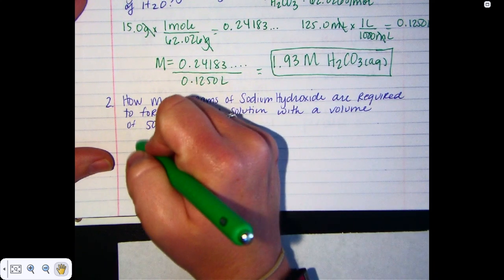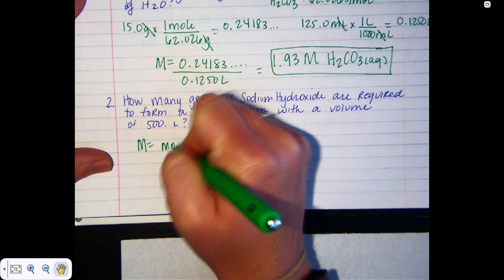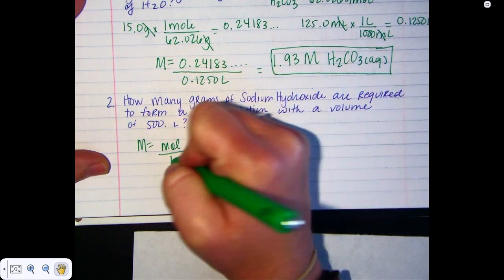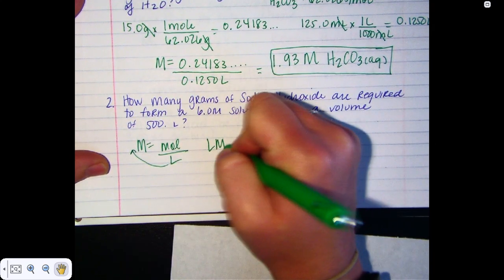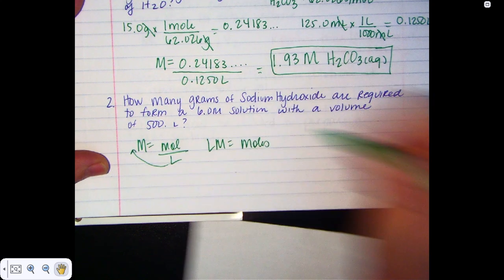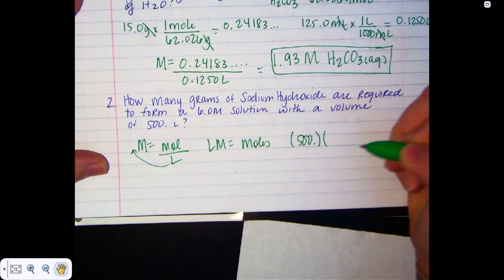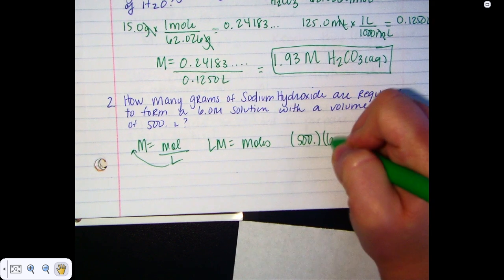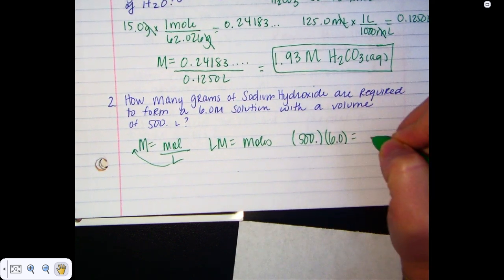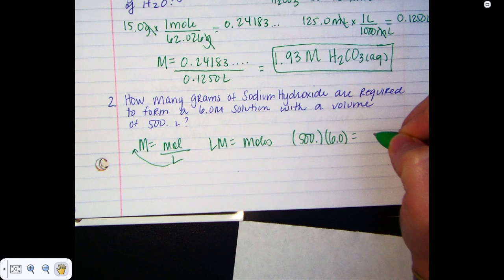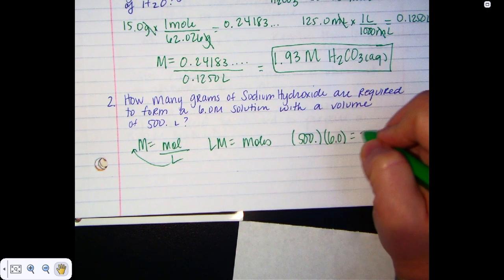So molarity is equal to moles over liters. Multiplying across, liters times molarity gives me moles. So my liters here, 500 liters times my molarity, which is 6.0. So 500 times 6 is going to give me 3,000 moles.